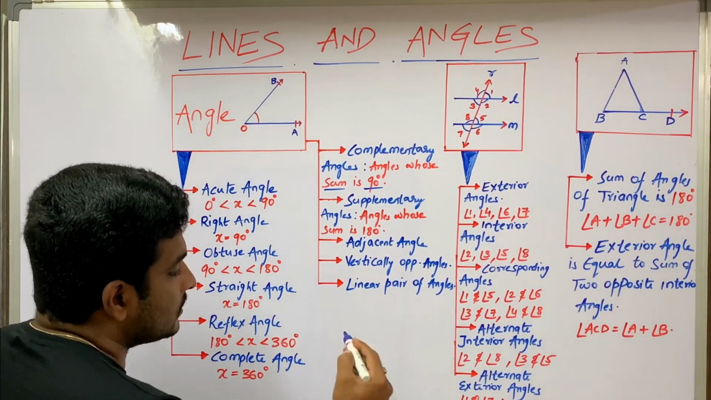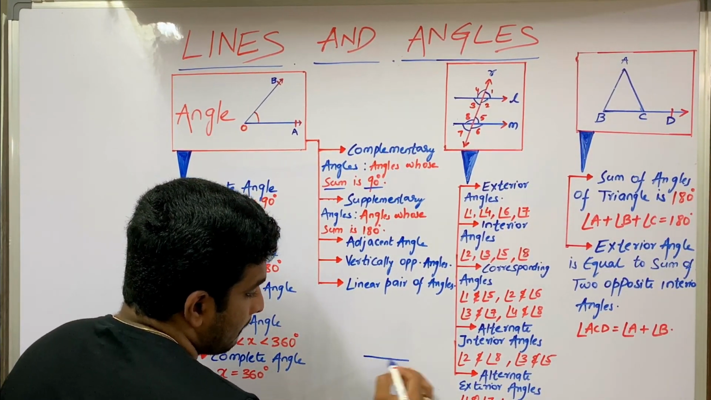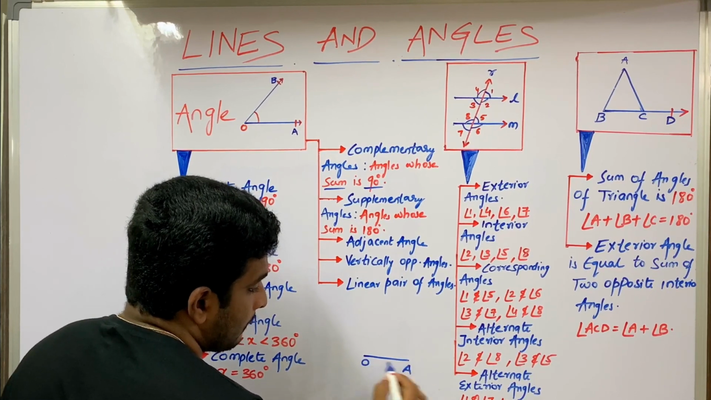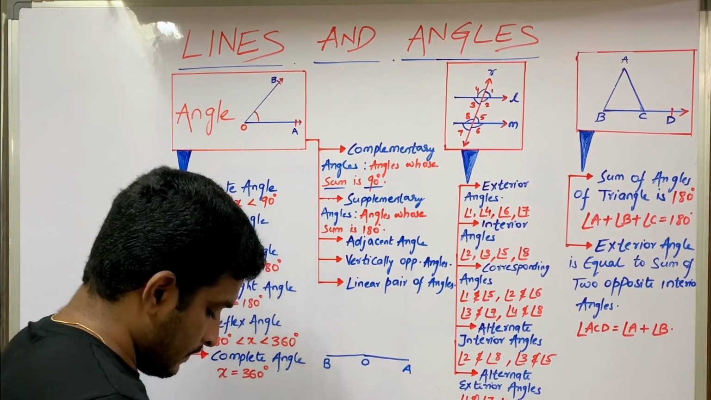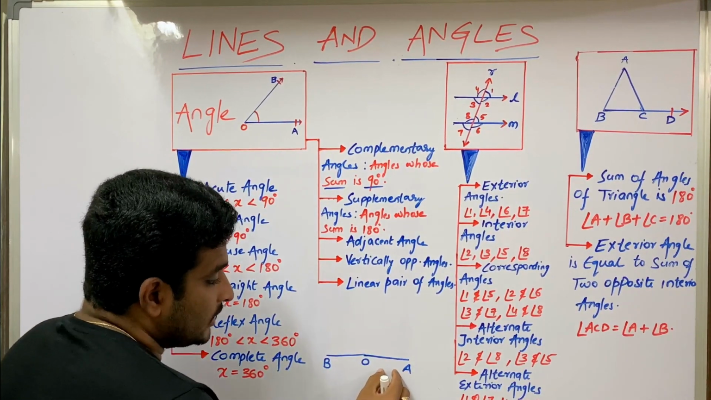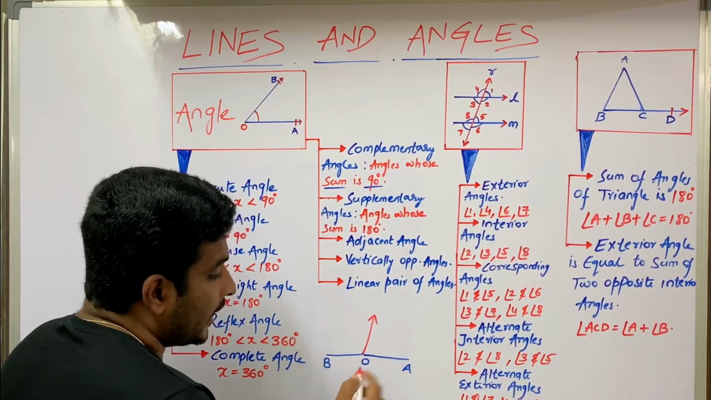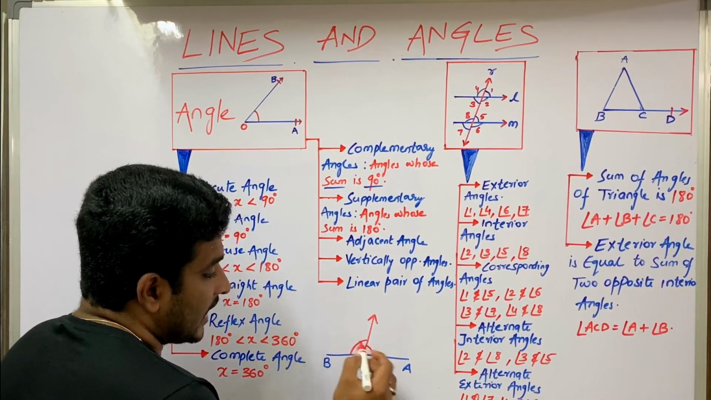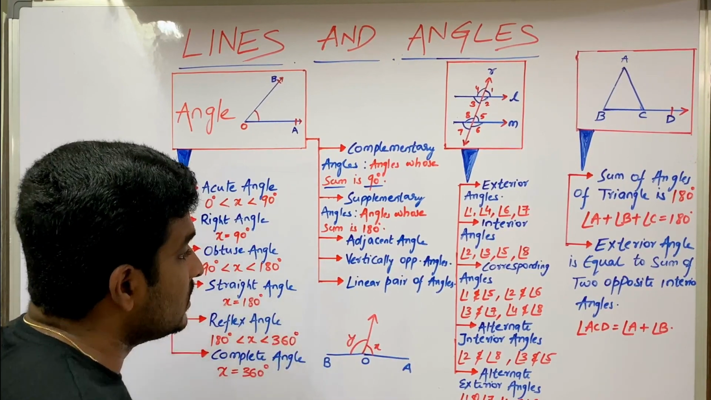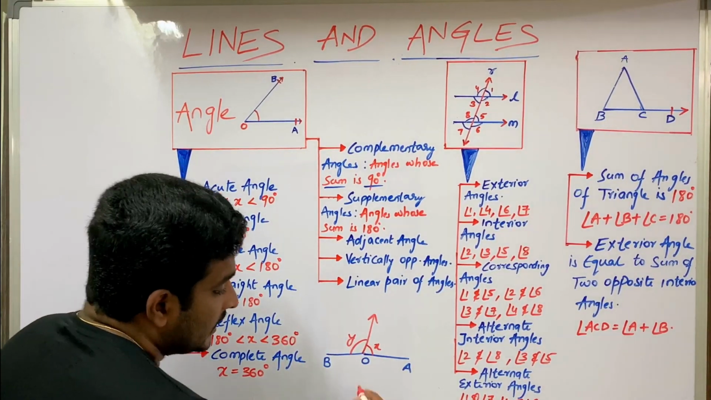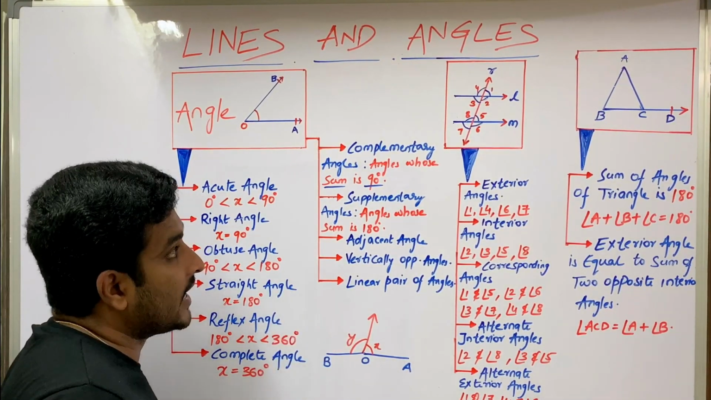Adjacent angle means, I am drawing the adjacent angle figure here. These are the two lines OA and OB. When a ray intersects between OA and OB, these two are called adjacent angles, X and Y. X and Y are called the adjacent angles. Linear pair of angles will be found when two lines are parallel and they form a transversal.